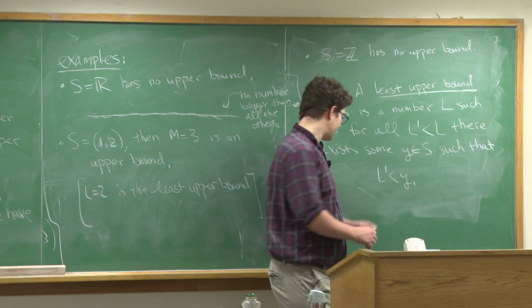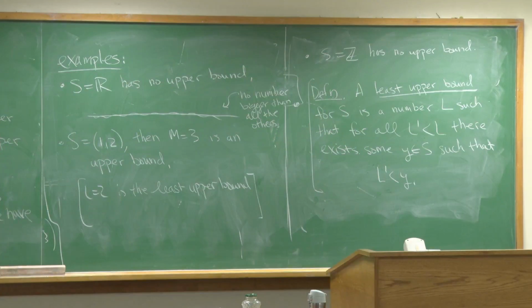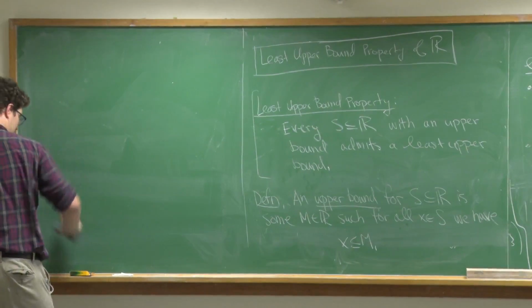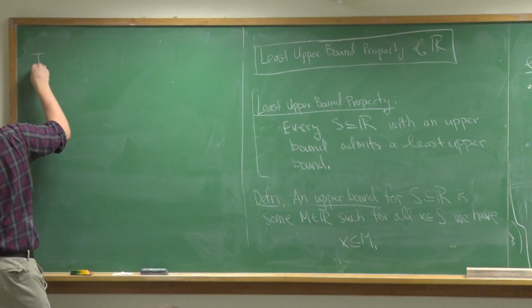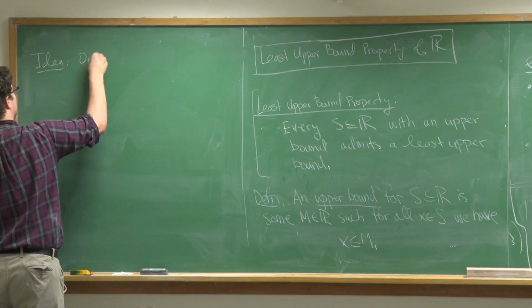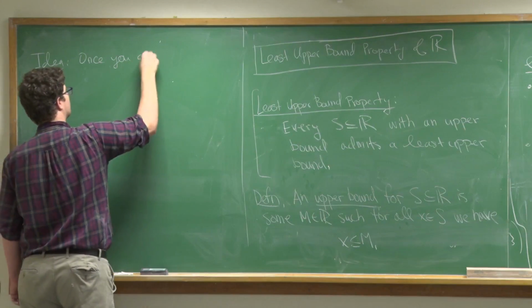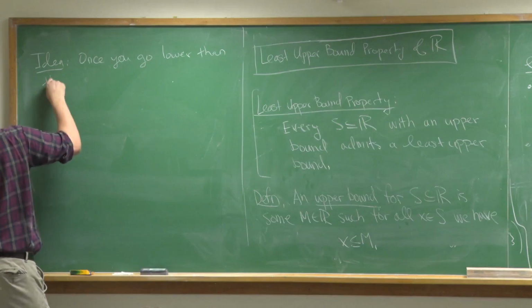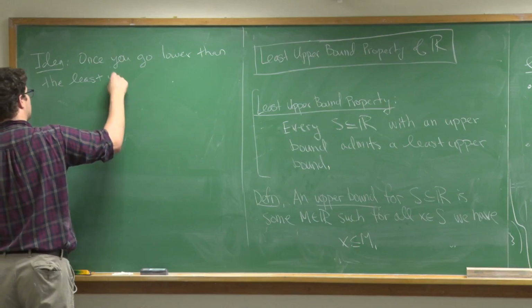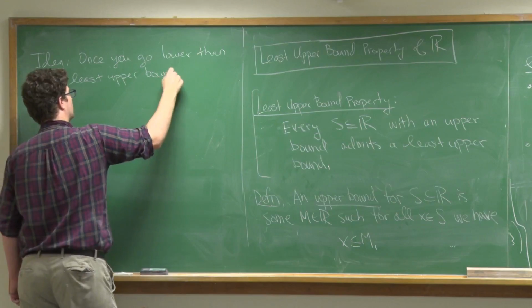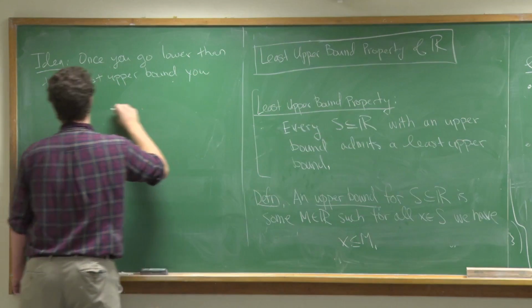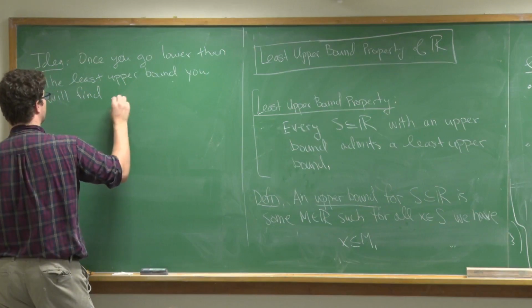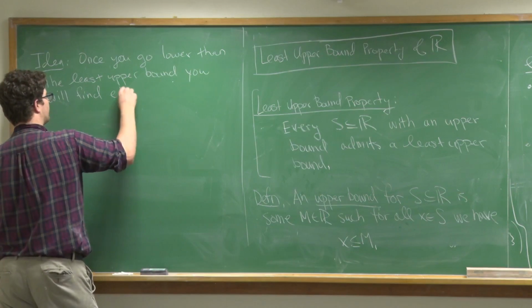Okay, that makes sense. So the idea here is that once you go lower than the least upper bound, you will find elements larger than that.